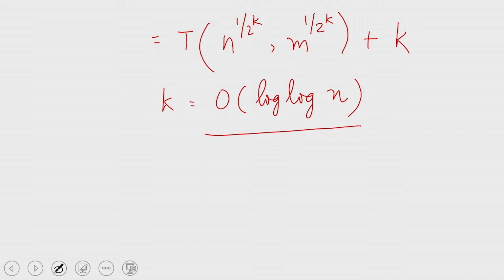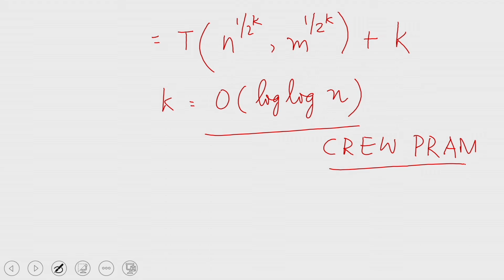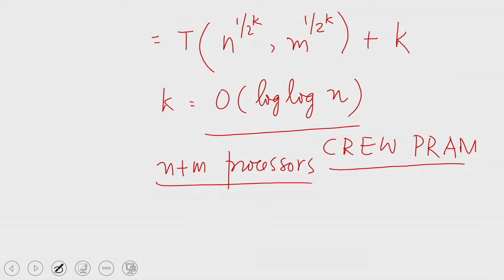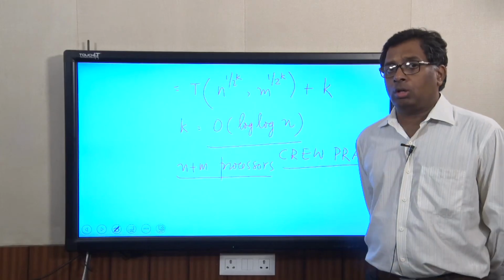So, this is an algorithm that runs in order of log log n time, and the model used is the CREW PRAM, because the search algorithm that we are using requires concurrent reads. So, the algorithm runs in order of log log n time using n plus m processors. This is a significant improvement over the order of log n time algorithm that we saw in the 8th lecture. But then this algorithm is not optimal.